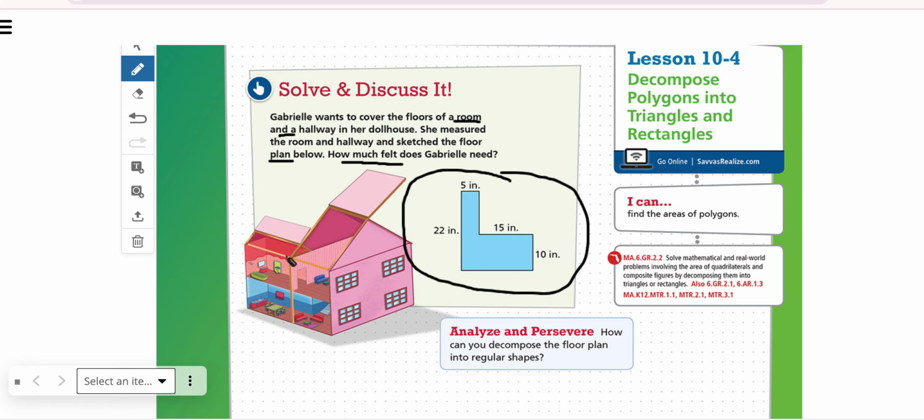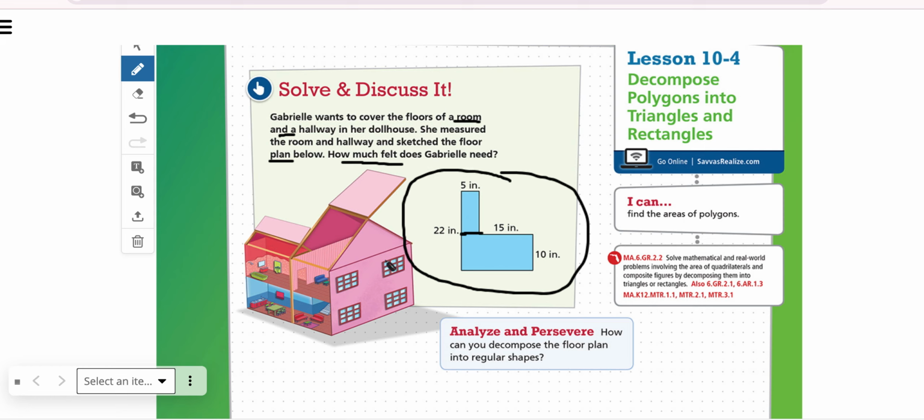Now remember, area is the amount of square units inside the figure. So in order for her to cover this room and this hallway, she needs material. So the area will give me how much felt, that's the material she's going to use, she needs to cover it. So here, this polygon, we don't have a formula for this particular polygon, but we can break this polygon into two rectangles. So I can cut it here. I can draw a line here, do it in your packet, and now have a rectangle at the bottom, and I have this little rectangle on the top.